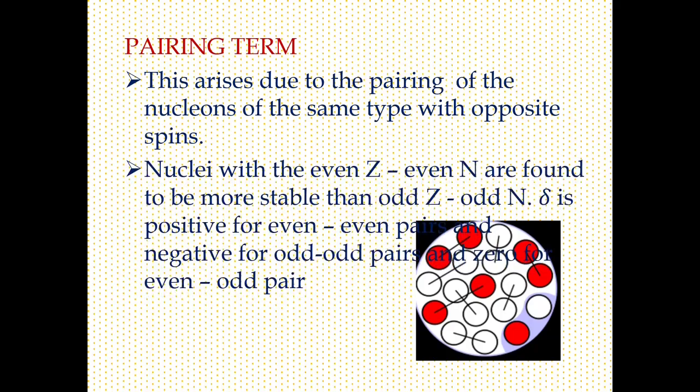Nuclei with even Z and even N are found to be more stable than those with odd Z and odd number of neutrons. So a correction term is introduced here, named delta, and this delta is positive for even pair, negative for odd pair, and 0 for even-odd pair. If you have even Z and even N, delta will be a positive number. If you have odd Z and odd N, it is negative, and if you have odd N and even Z, or even N and odd Z, delta goes to 0. So the binding energy contribution from the pairing energy term is equal to plus or minus δ(A,Z).